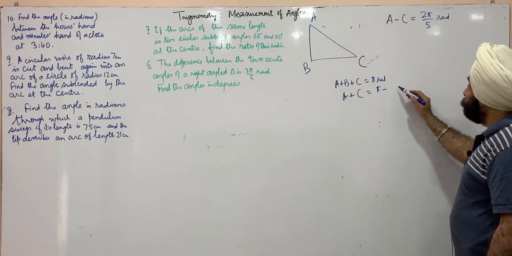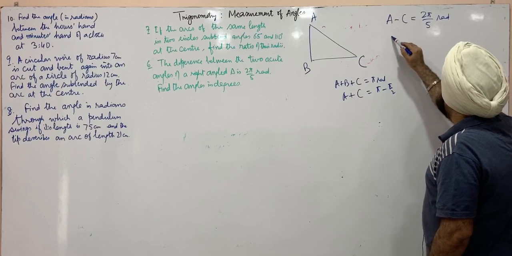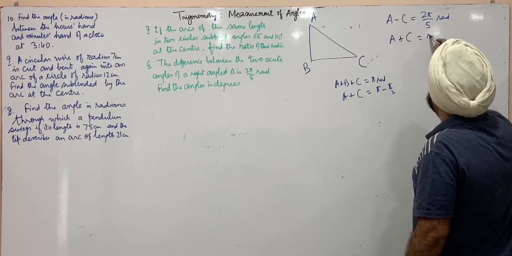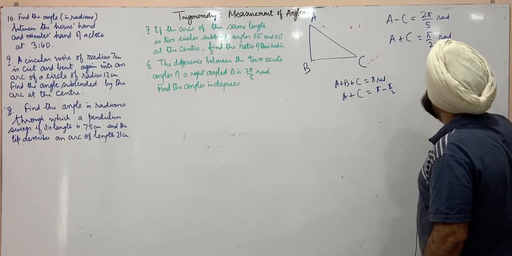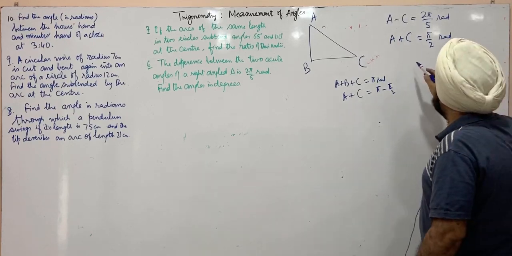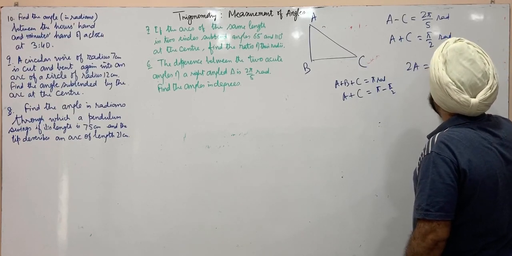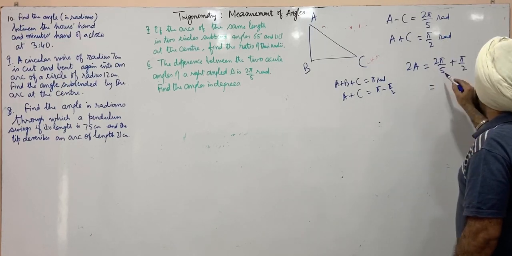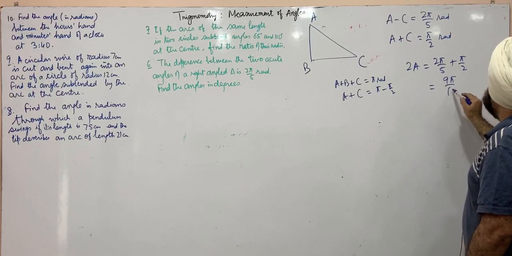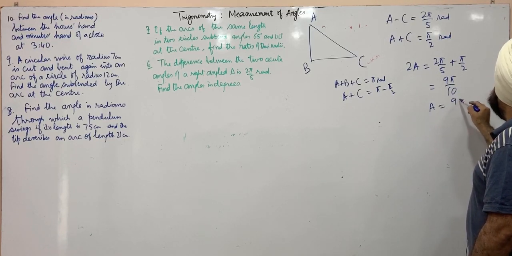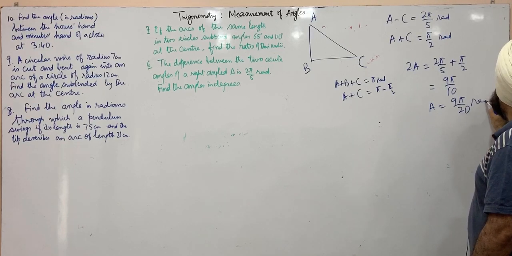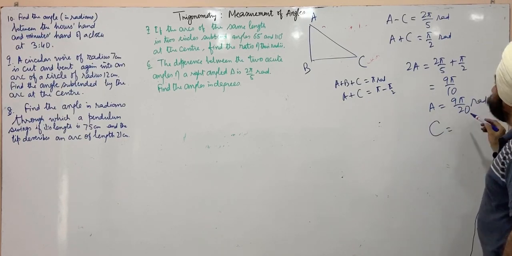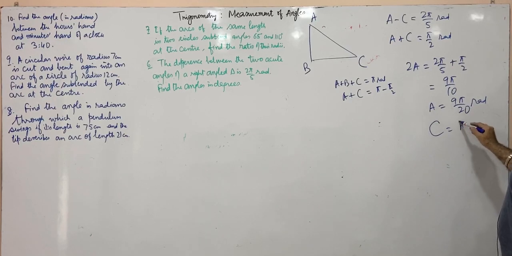This is the right angle triangle, so B is pi by 2. So A plus C is pi minus pi by 2, which is pi by 2 radians. We solve these equations simultaneously. Adding, 2A is 2 pi by 5 plus pi by 2, which is 4 plus 5, 9 pi by 10, or A is 9 pi by 20 radians. And C will be pi by 2 minus 9 pi by 20, that's pi by 20 radians.